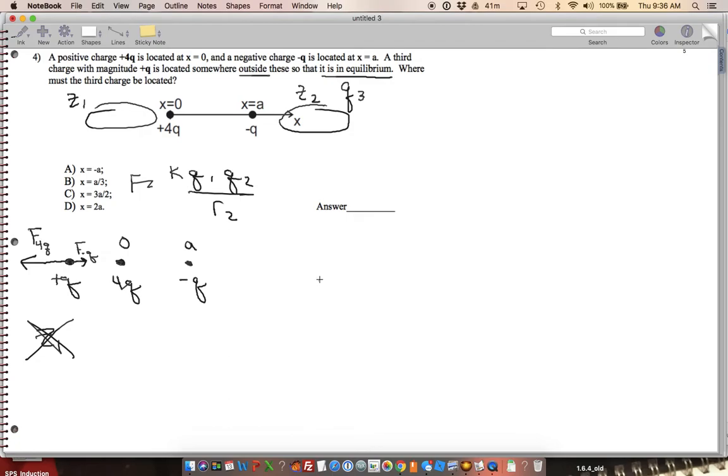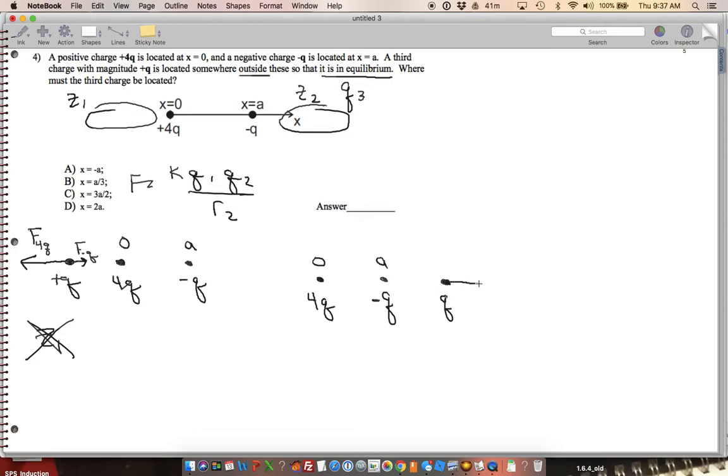So in zone 2, this is my 4Q, and that's at 0, and this is my Q, and that's at A. So I'm going to put my new charge right there. And so if I think about the force, this is minus Q, right? So what's the force on this new charge due to 4Q? Well, remember I put the tail of my vector for the force on the charge of interest. So I'm thinking, is that going to move or not? If it's in equilibrium, it shouldn't move. So I'm going to see what the force is.